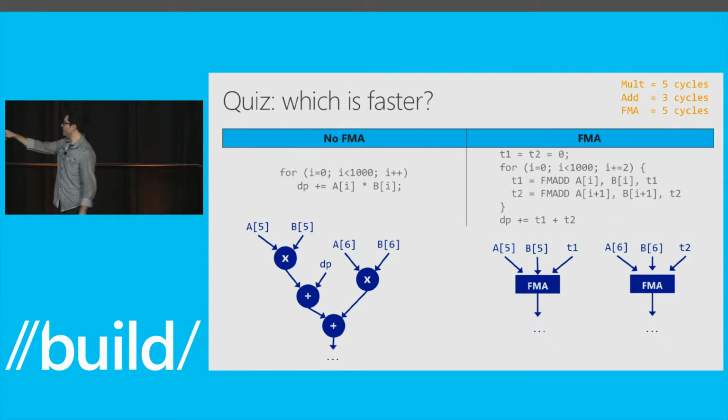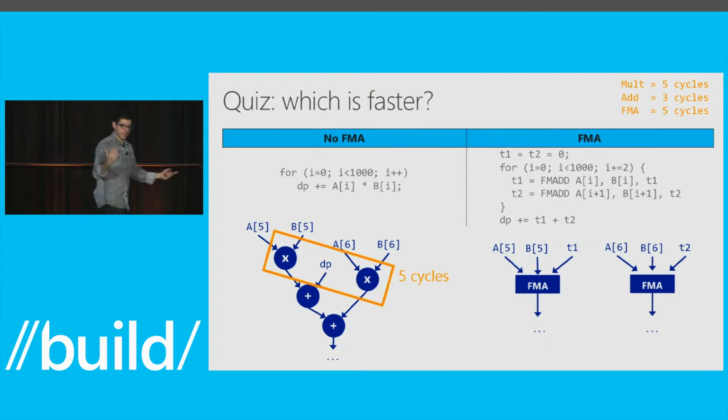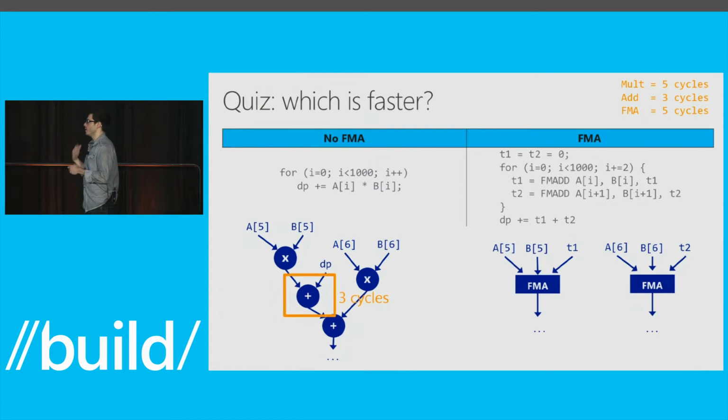So in this case, on the left-hand side, we're able to do a multiply of a sub 5 and b sub 5 at the same time as we're doing the multiply of a sub 6 and b sub 6, which is kind of cool. The processor is sort of looking ahead and doing extra iterations of the loop in parallel with whatever's currently executing. So that's 5 cycles. Then we've got the dependency on that add, and then the dependency on that add. It's 5 plus 6. So the left side takes 11 cycles to do 2 iterations.